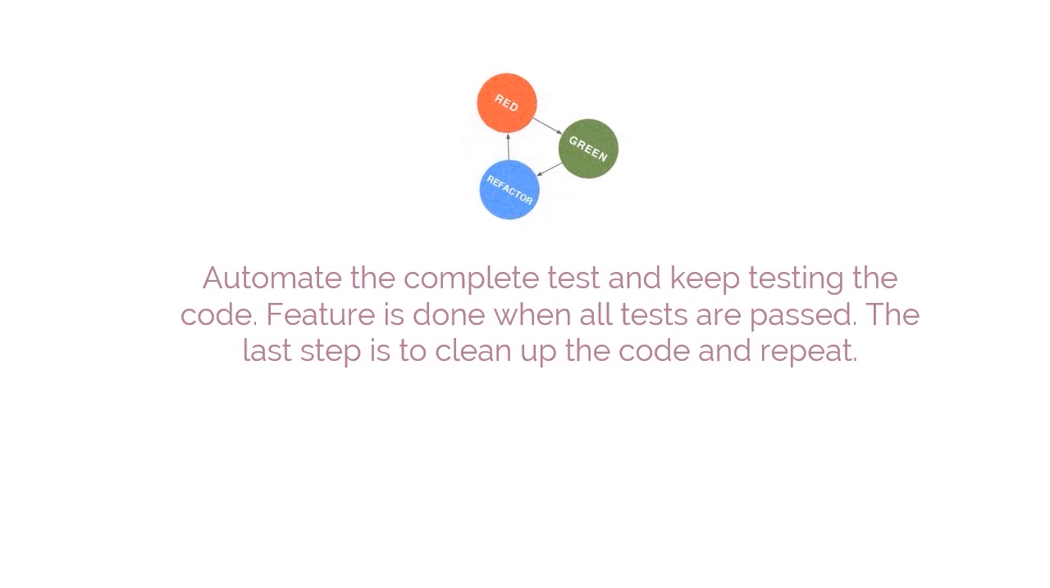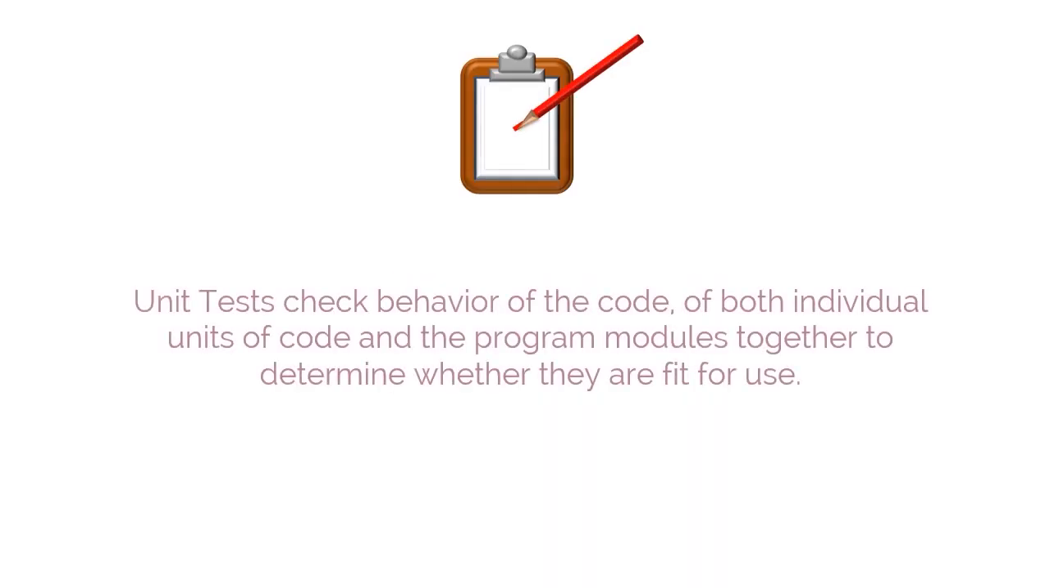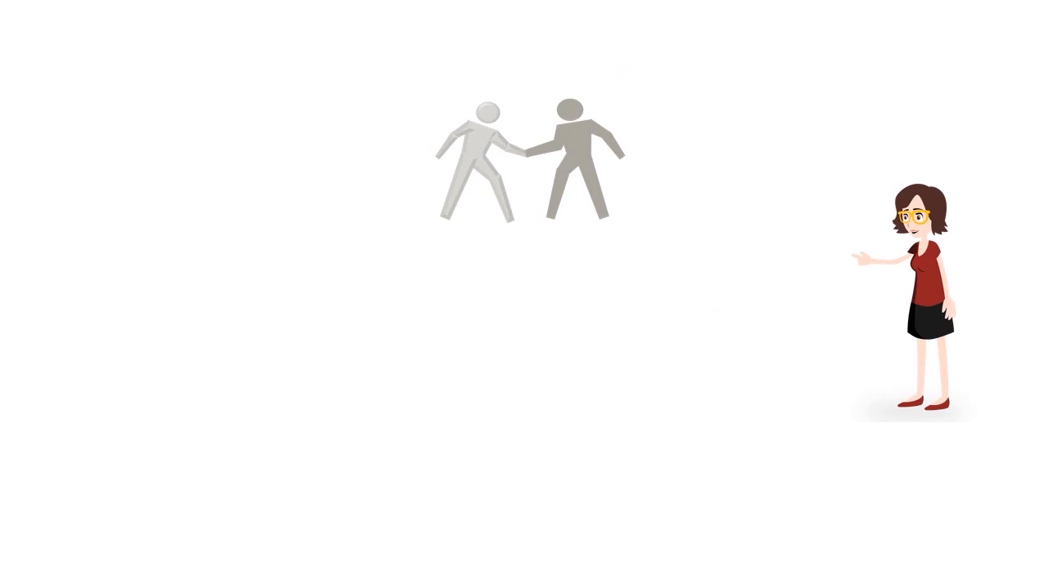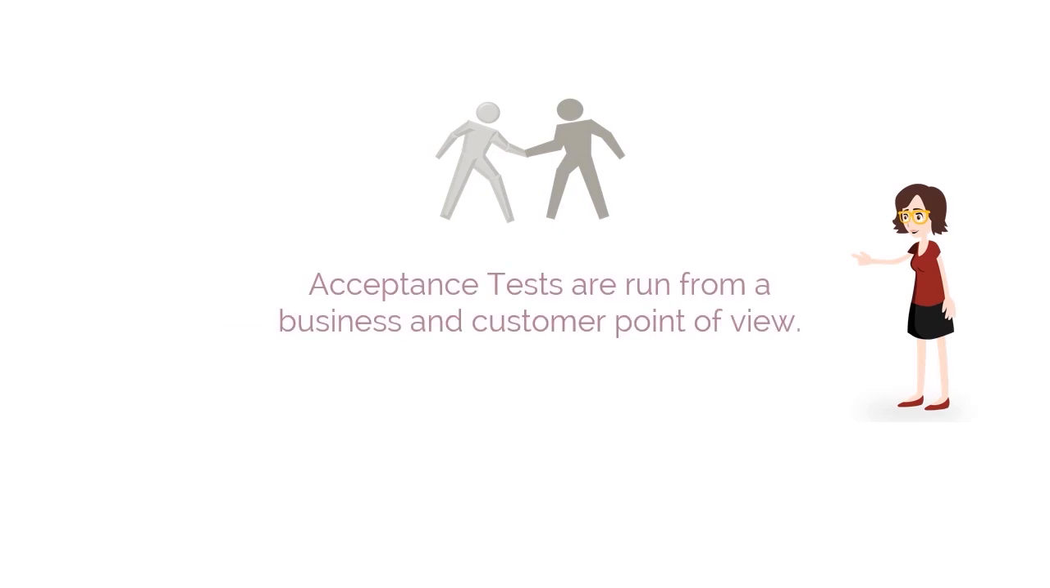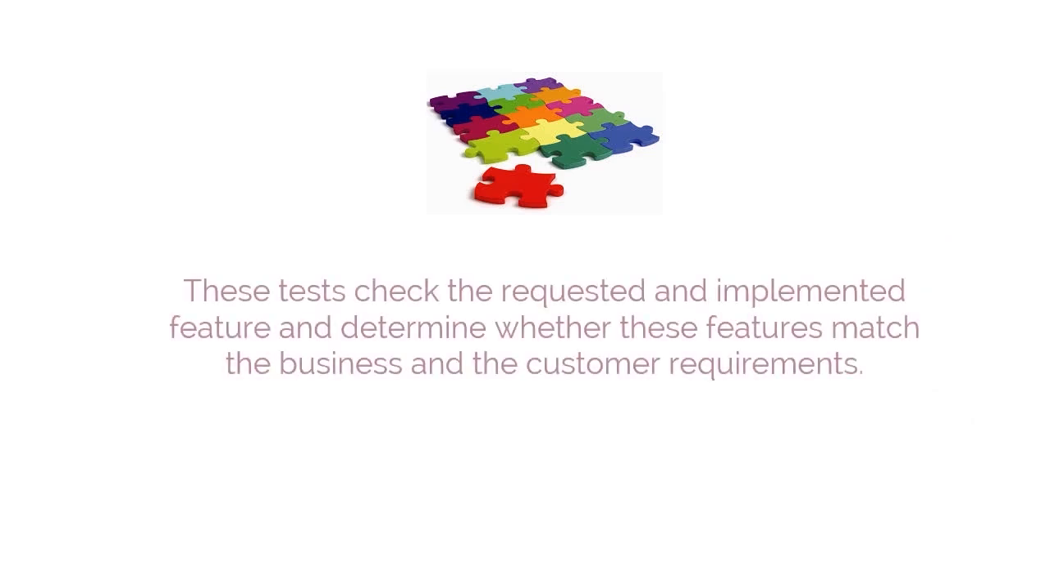Now that we know the process of TDD, let's learn the different types of tests that are conducted while practicing it. There are 2 tests, unit testing and acceptance testing. Unit tests check the behavior of the code, of both individual units of code and the program modules together, to determine whether they are fit for use. Acceptance tests are run from a business and customer point of view. These tests check the requested and implemented feature and determine whether these features match the business and the customer requirements.